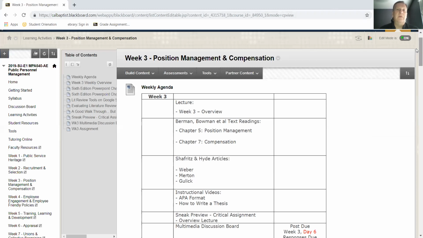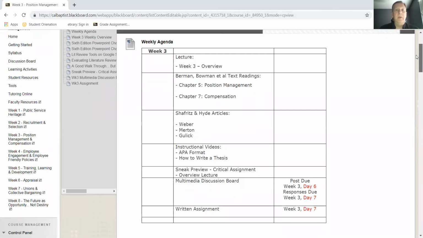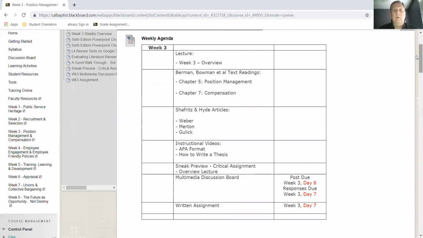So that's the focus this week: job analysis, evaluation, developing classification schedules for the purpose of then assigning equitable compensation. So what you'll be doing this week, as you can see on your screen, is you have a couple of chapters from your main textbook, the chapter on position management, and of course the chapter on compensation.